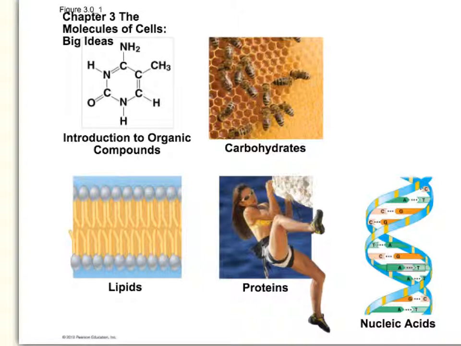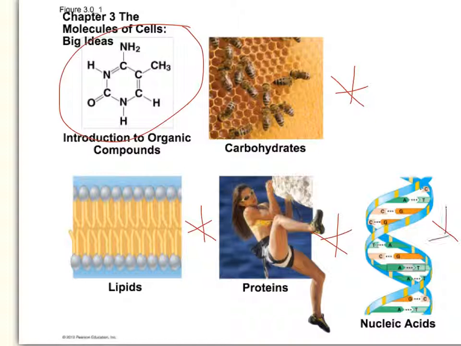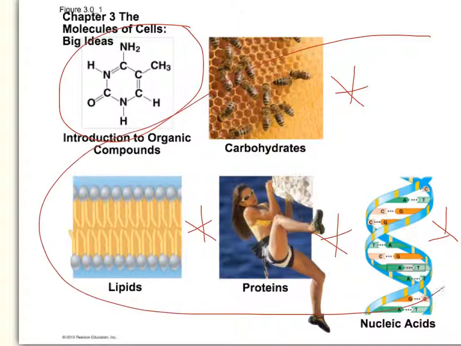So in this chapter, we're going to talk about organic compounds, those different molecules that make up living organisms. The types of organic compounds we're going to focus on are carbs, lipids, proteins, and nucleic acids. We'll also be doing a lab Saturday on all 4 of those biological molecules.